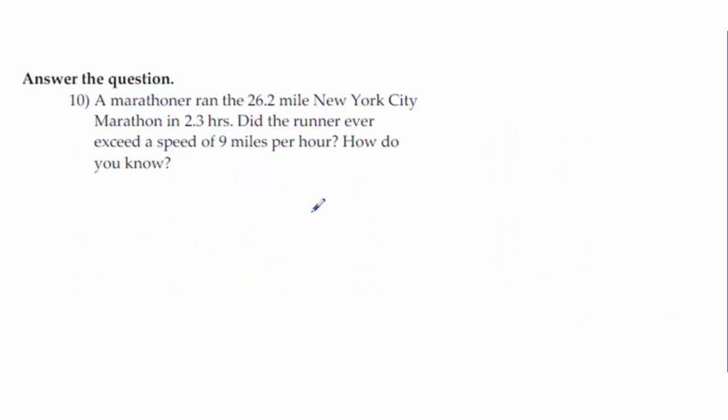Number 10, a marathoner ran the 26.2 mile New York City Marathon in 2.3 hours. Did the runner ever exceed a speed of 9 miles per hour, and how do you know? So the easiest way to do this is to figure out what the marathoner's average speed was, which means I need to do the distance divided by the time. 26.2 divided by 2.3, which is about 11.4.